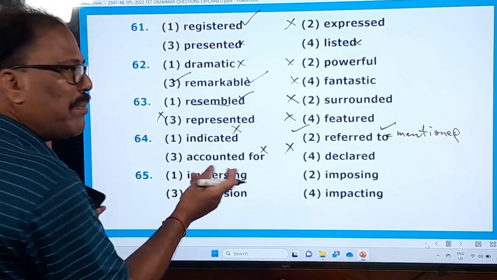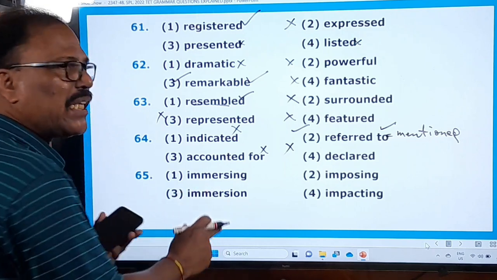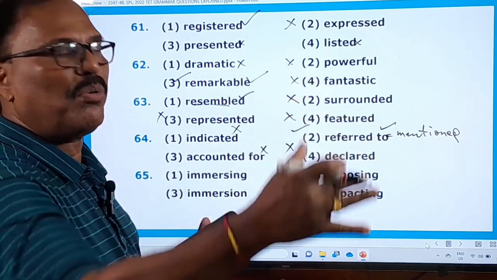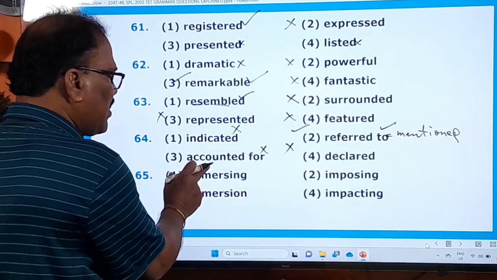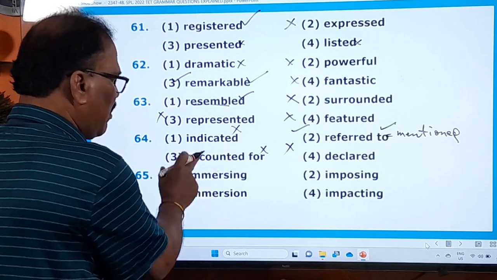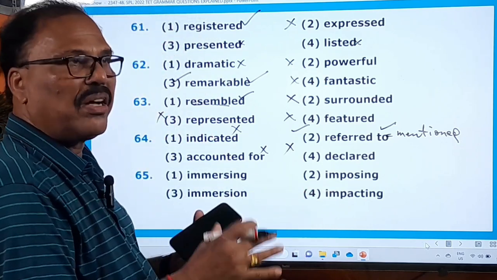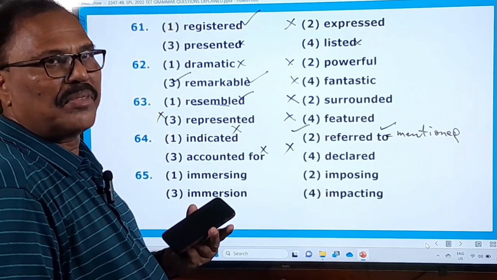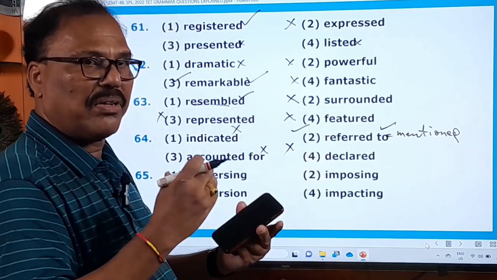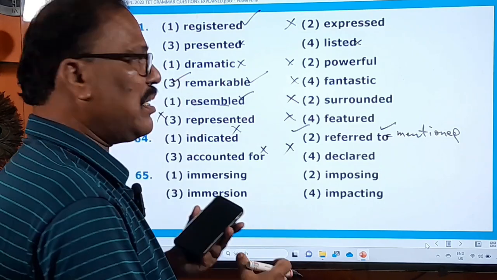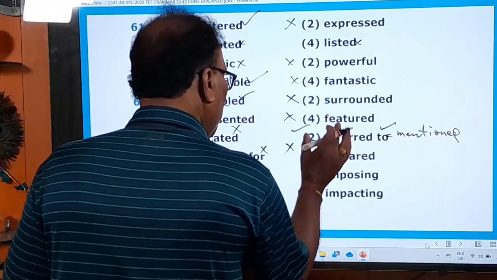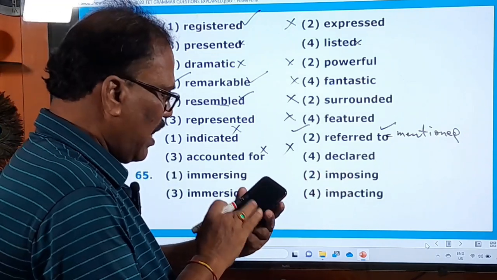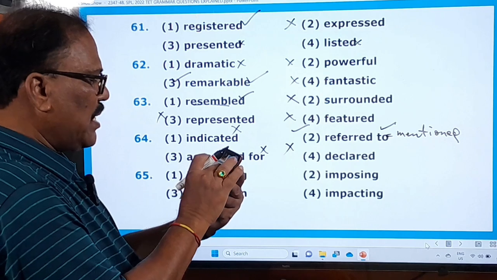Immersion means the act of immersing. The immersion of the Hyderabad Vinayaka idol will take place tomorrow. So: immersion, immersing, immersion. Impacting means crashing, hitting violently, striking violently. So here four words are given. Now that you know the meaning of these four words, let me read the sentence for you.